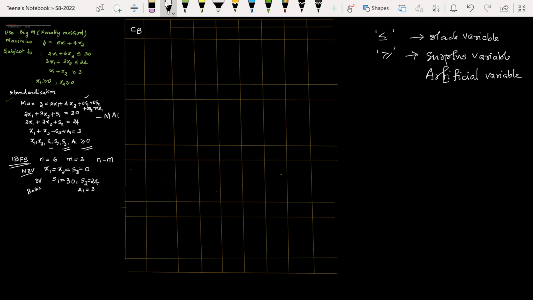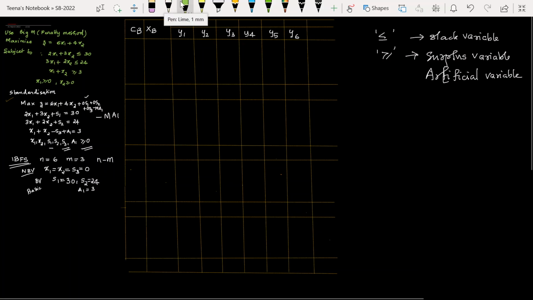Now let us write the simplex table. The first column is CB, the second column is the basic variable. Then we have y1, y2, y3, y4, y5 and y6. This y1 corresponds to the coefficients of x1, y2 corresponds to the coefficients of x2, then y3 corresponds to the coefficients of s1, y4 to the coefficients of s2, then y5 to the coefficients of s3 and y6 to the coefficients of a1. Now we are going to write the cost associated with y1. The cost associated with y1 is 6. These are obtained from the maximization objective function.